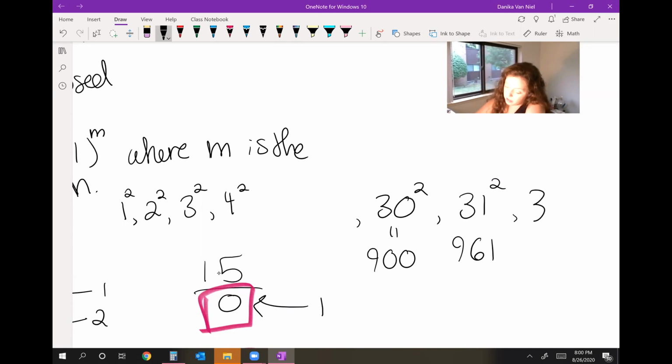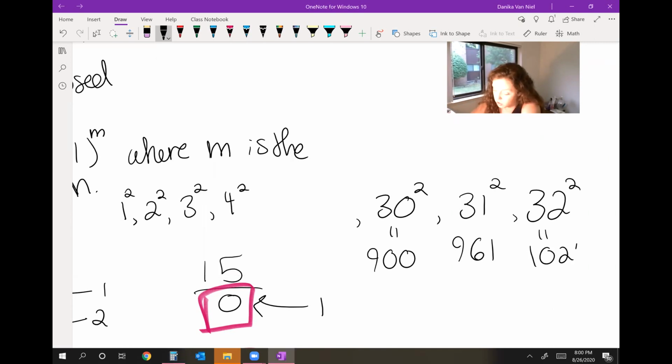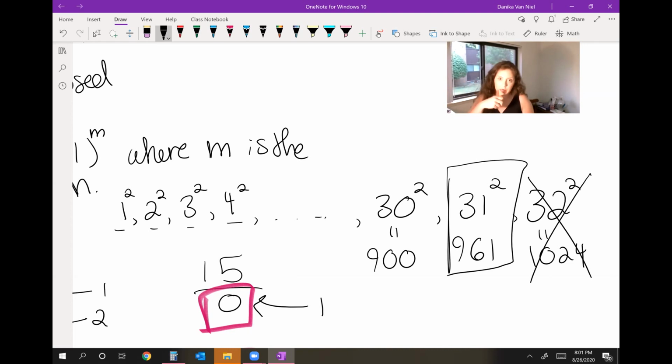Okay, so we get that. 32 squared. Oh boy. I'm not going to embarrass myself. I'm just going to type it in. Ooh, okay, so this is 1,024. So this one we're not going to count in our count. And what's great about this is by the way that I wrote this, I'm already counting how many squares we have, okay? Because I'm doing it by who we're squaring. So I know that we have 31 squares, which means we have 31 lockers open. Excellent.